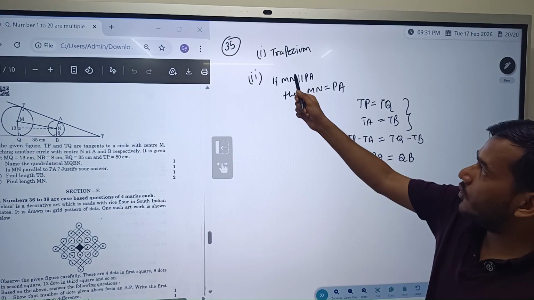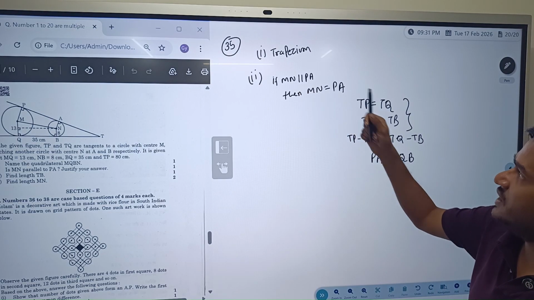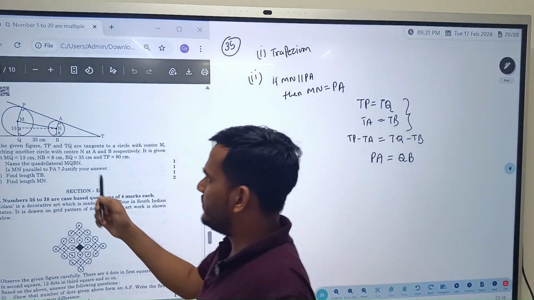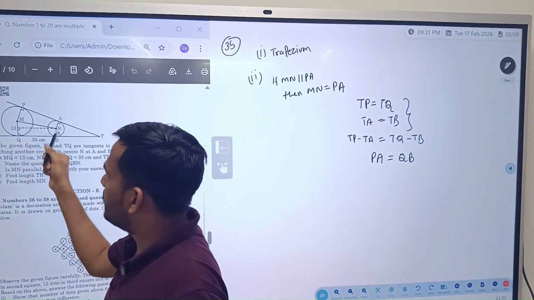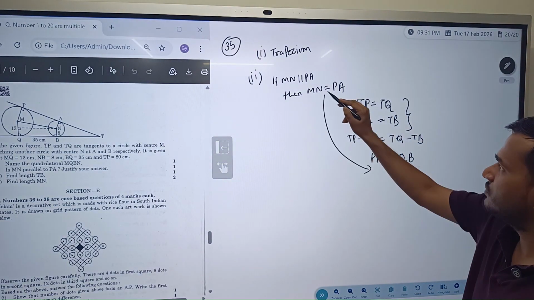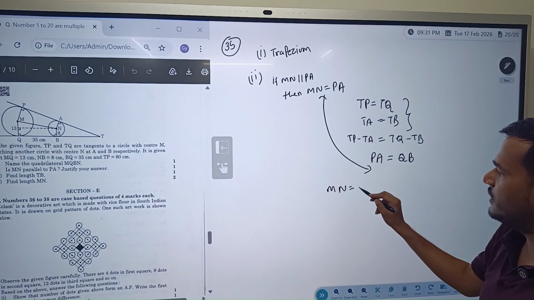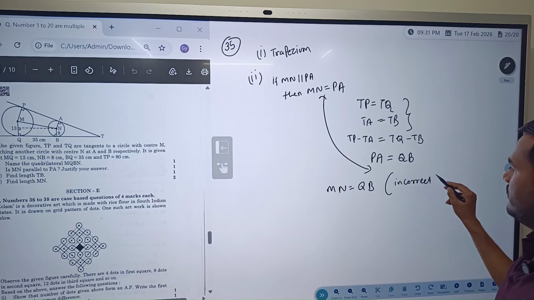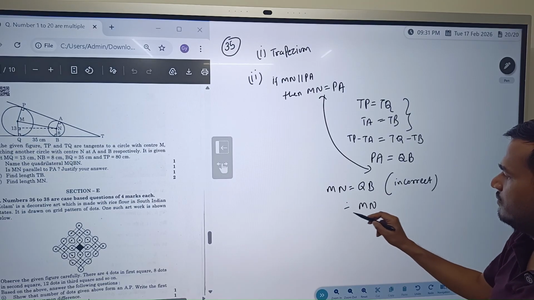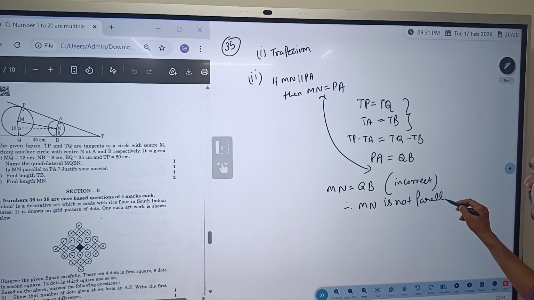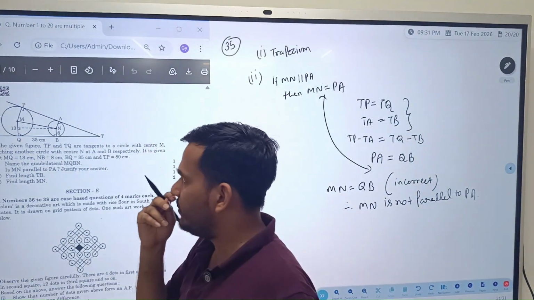But now, according to our assumption, if MN is parallel to PA, then MN becomes equal to QB. But as we clearly see, MN is more than QB. So from these two, you can write MN is equal to QB. That is incorrect. Therefore, MN is not parallel to PA. Correct?